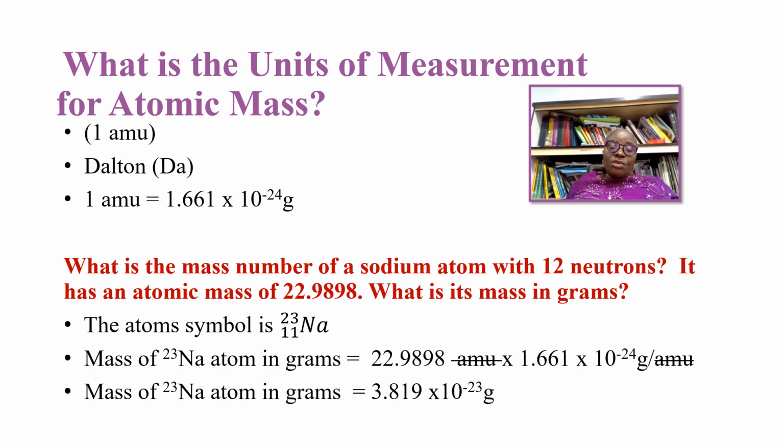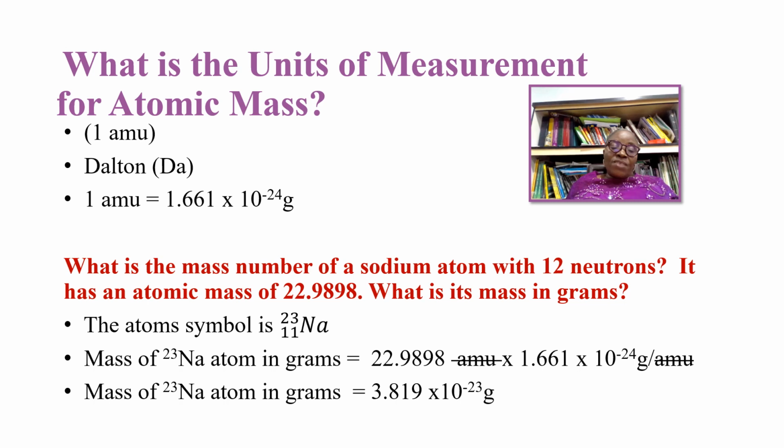The atomic symbol for sodium is Na, and it has a subscript 11, which shows the number of protons, and it has a superscript 23, which shows the mass number. The 23 there is the mass number.